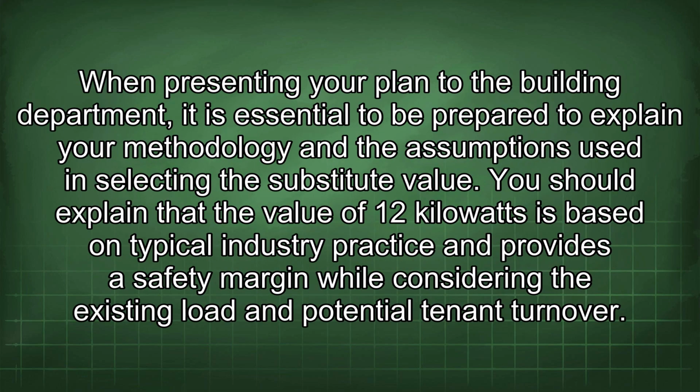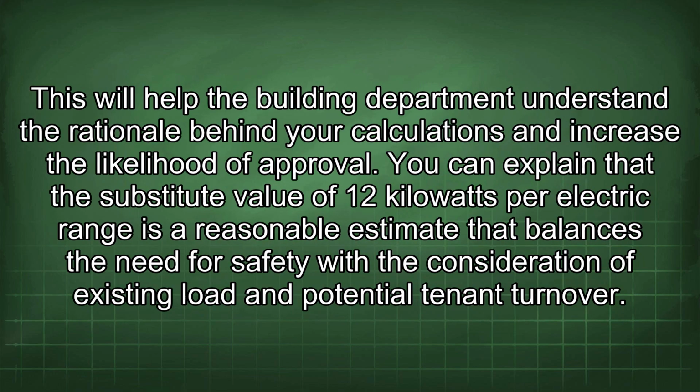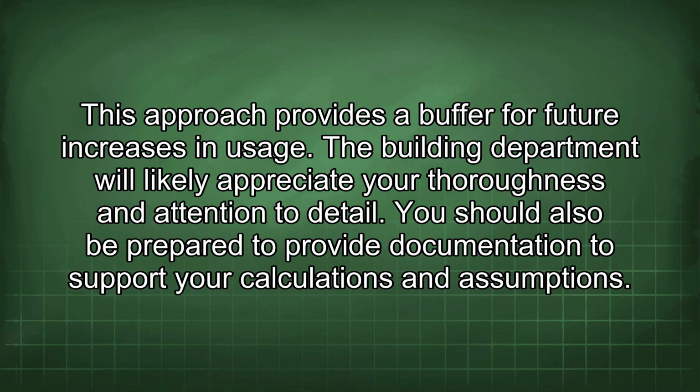When presenting your plan to the building department, it is essential to be prepared to explain your methodology and the assumptions used in selecting the substitute value. You should explain that the value of 12 kilowatts is based on typical industry practice and provides a safety margin while considering the existing load and potential tenant turnover. This will help the building department understand the rationale behind your calculations and increase the likelihood of approval. You can explain that the substitute value of 12 kilowatts per electric range is a reasonable estimate that balances the need for safety with the consideration of existing load and potential tenant turnover. This approach provides a buffer for future increases in usage.